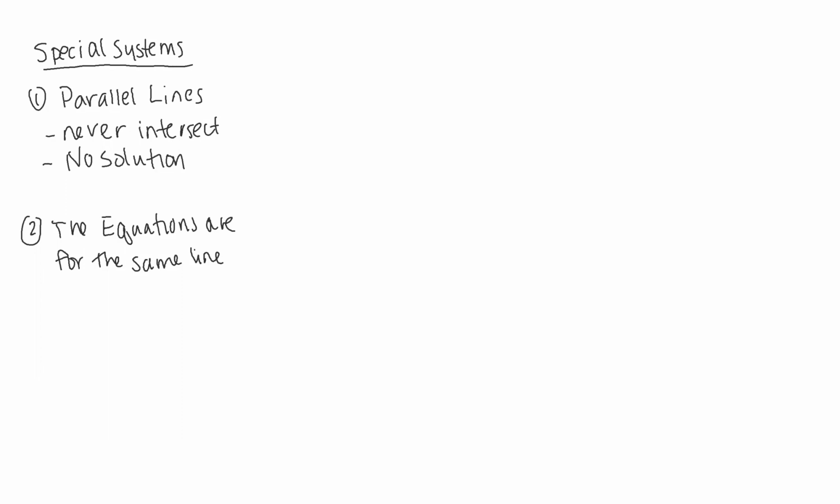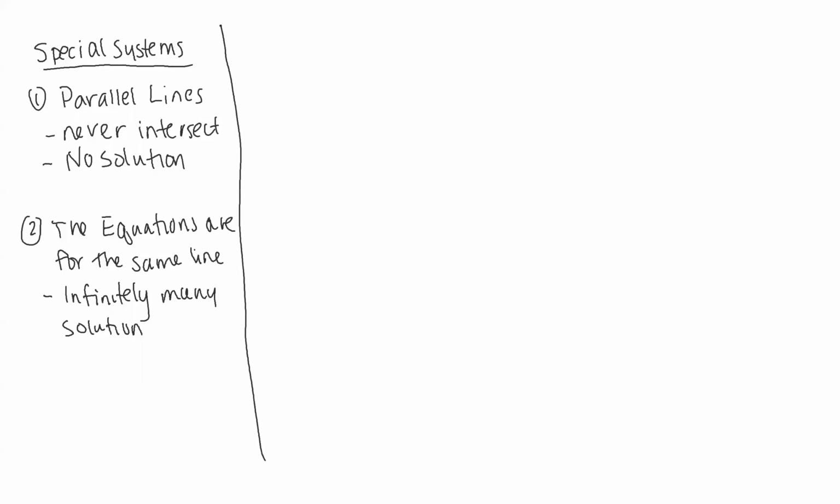So here we would say that you have infinitely many solutions. Basically every single ordered pair that satisfies one equation will also satisfy the other equation. So you've got oodles and oodles of solutions. The way we write the answer is a little weird, but I'll show you. All right, so let's look at two examples now.